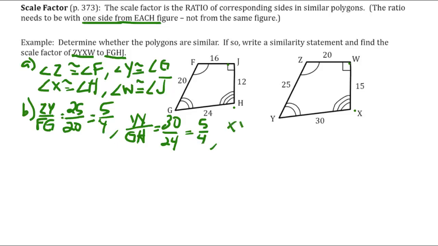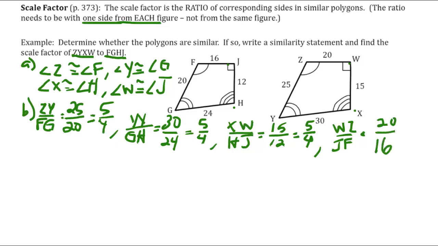Let's do XW over, that's the third and fourth, so HJ. XW is 15, HJ is 12, and that's going to reduce, dividing both by 3, to 5 over 4. And then our very last one would be the fourth and the first letter, WZ, and JF. WZ is 20. JF is 16. So if you have to prove similarity, you have to show that all sides reduce to the same number, 5 over 4 here. In this case, these polygons all reduce to 5 over 4. And since they all reduce to 5 over 4, here's my similarity statement. This would be the last part of the problem.